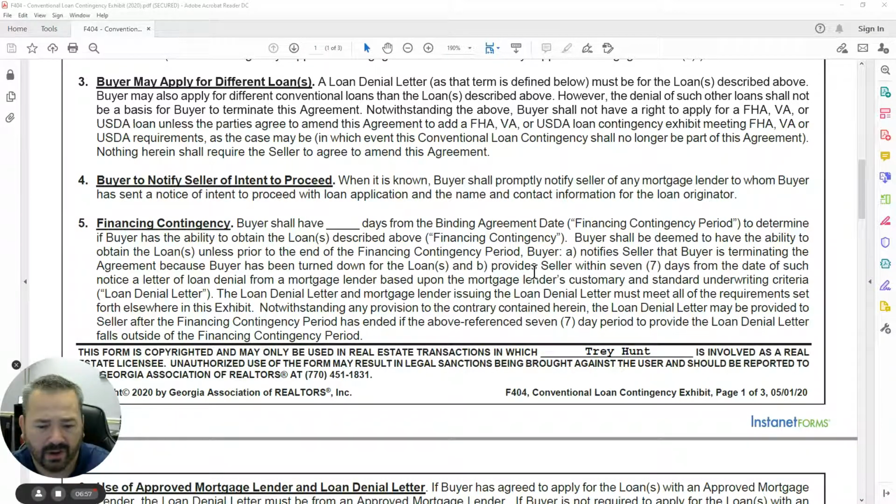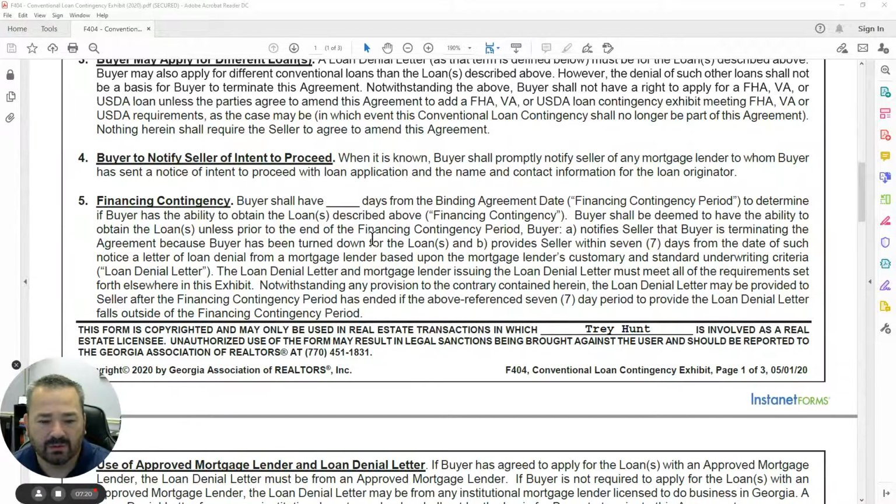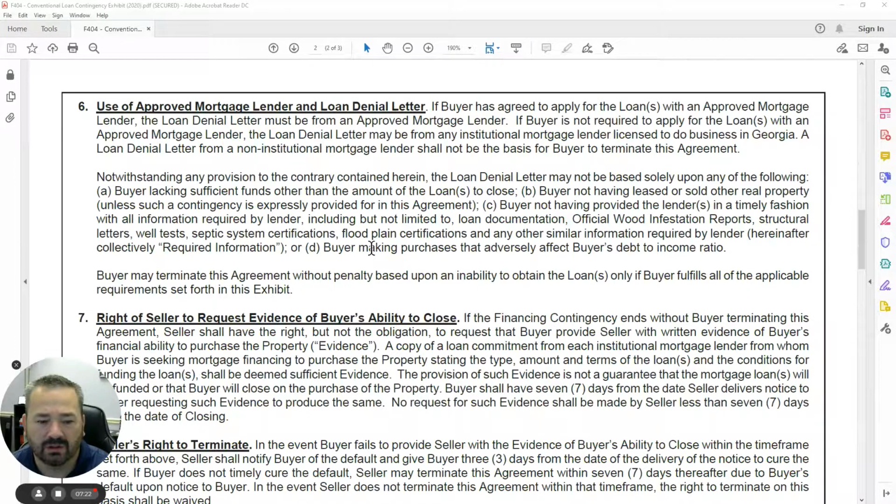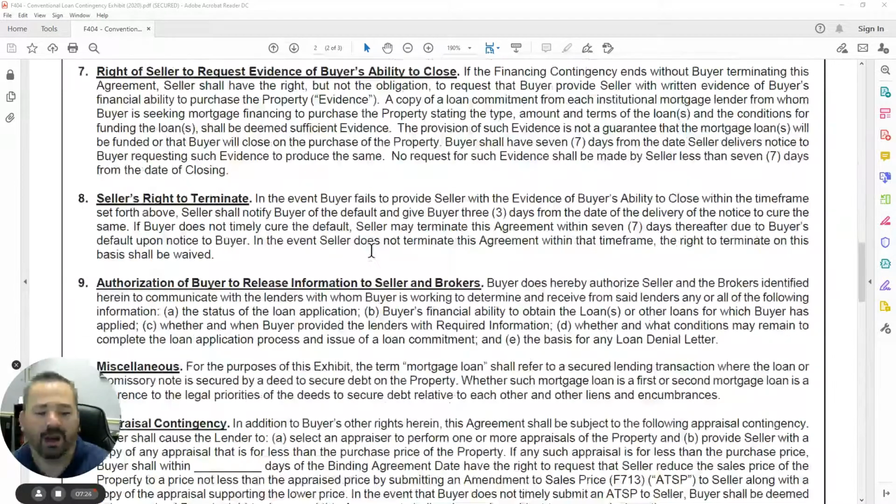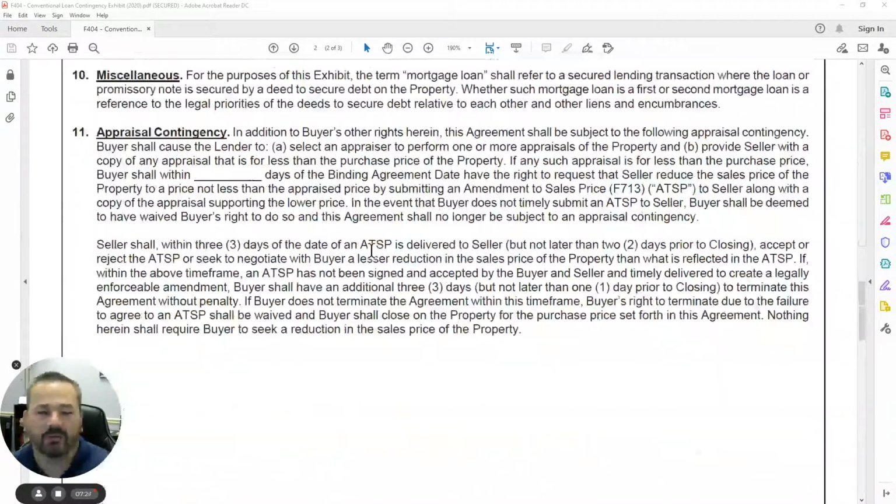You have to notify the other side that they've been denied. And then within 7 days, you have to provide them a copy of the loan denial letter. Okay. Now the notification has to happen inside of this timeline. The loan denial letter they can receive outside of the timeline, but it has to be within 7 days of the notification. So keep those things in mind. Make sure you understand this.